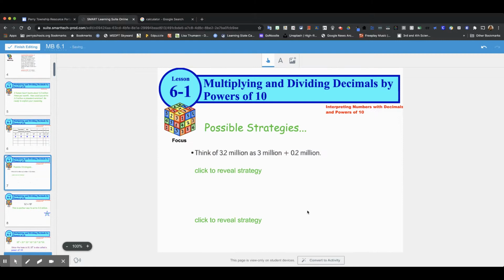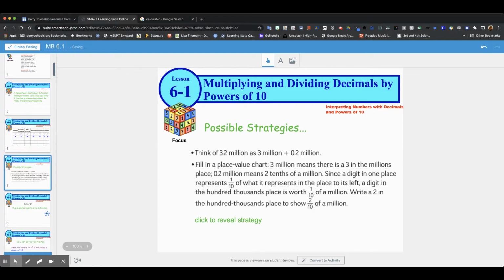So some strategies for that is to think of 3.2 million as 3 million plus 0.2 million. You can fill in a place value chart like we did there. 3 million means that there are 3 in the millions place. The 0.2 million means there are 0.2 million. Well, since a digit in the ones place represents 1/10 of what it represents in the place that it's to the left, a digit in the hundred thousands place is worth 1/10 million. Write a 2 in the hundred thousands place to show 2/10 million.